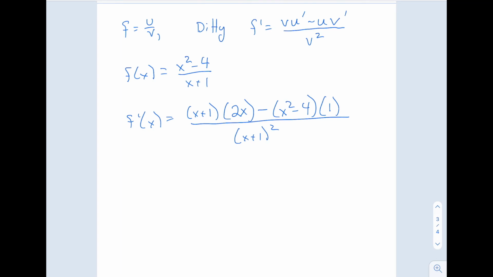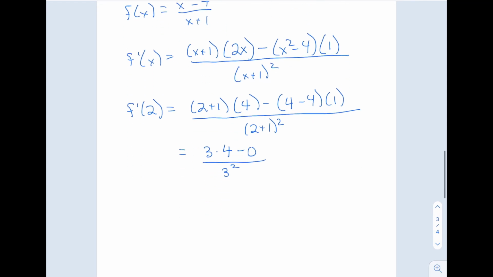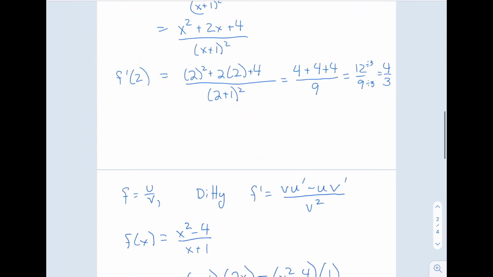I could simplify here like I did in the last problem, but since I simplified in the last problem, let's just jump in here with subbing in x equals 2. So I'll have 2 plus 1, 2 times 2 is 4, minus 4 times 1, and this will be 2 plus 1 quantity squared. So I end up with 3 times 4 minus 0 over 3 squared. I can simplify that a little bit, and I end up with 4/3, which I think is what I got on the other problem. So verified with a different method here. So let's see. Yes, 4/3.